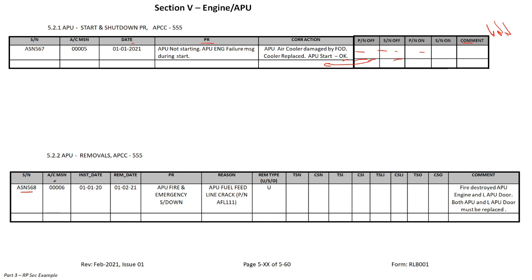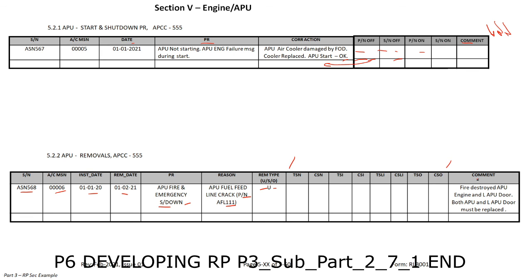Next subject is all about APU removals. Here is APU serial number, aircraft manufacturer serial number, installation date, removal date, problem reported: APU fire and emergency auto shutdown, just shutdown. Reason: APU fuel feed line crack. We had a problem with the APU fuel tubes. Part number AFL111. Removal type, definitely this is not scheduled, this is unscheduled. Next items are all about time and cycles, and some comments here.